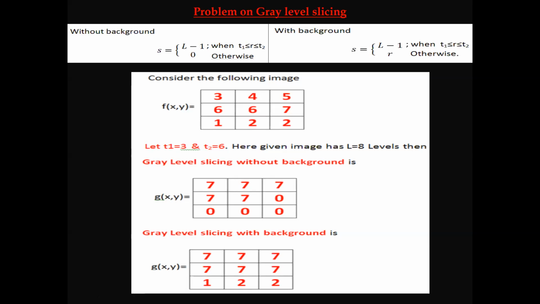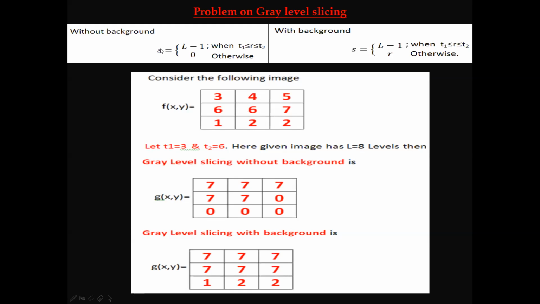So what do we need to take? We need to take 2 power 3. 2 power 3 means 8, so 0 to 7. All intensity levels will come under the range 0 to 7. That's why the capital L value is taken as 8. So we need to identify the L value from the given image.